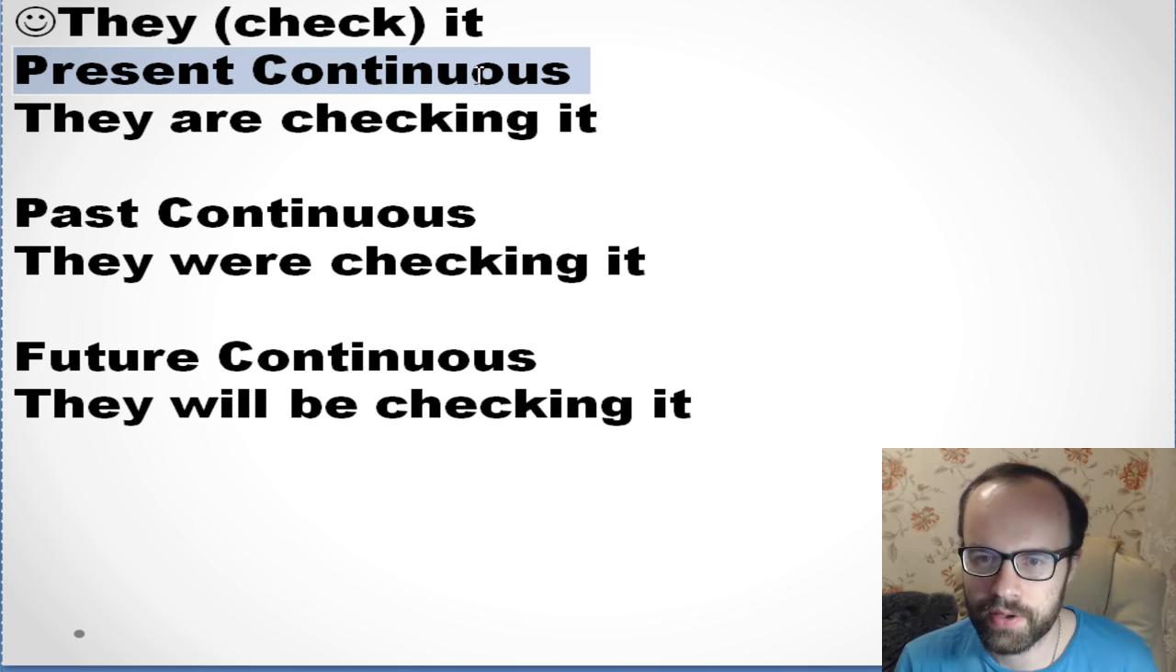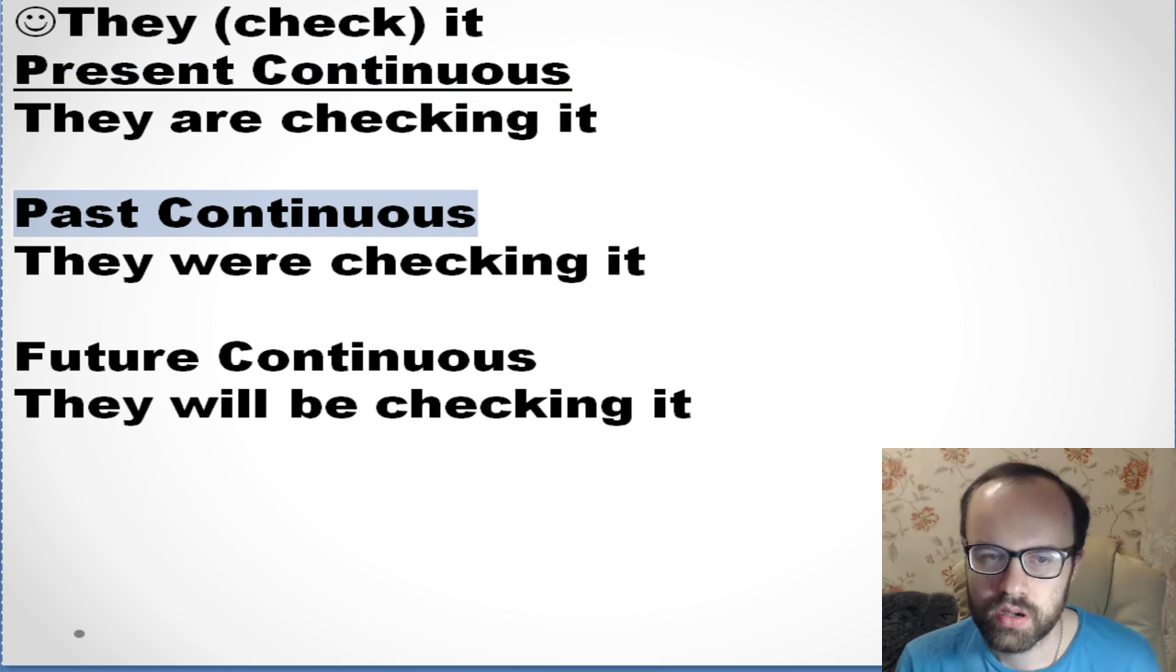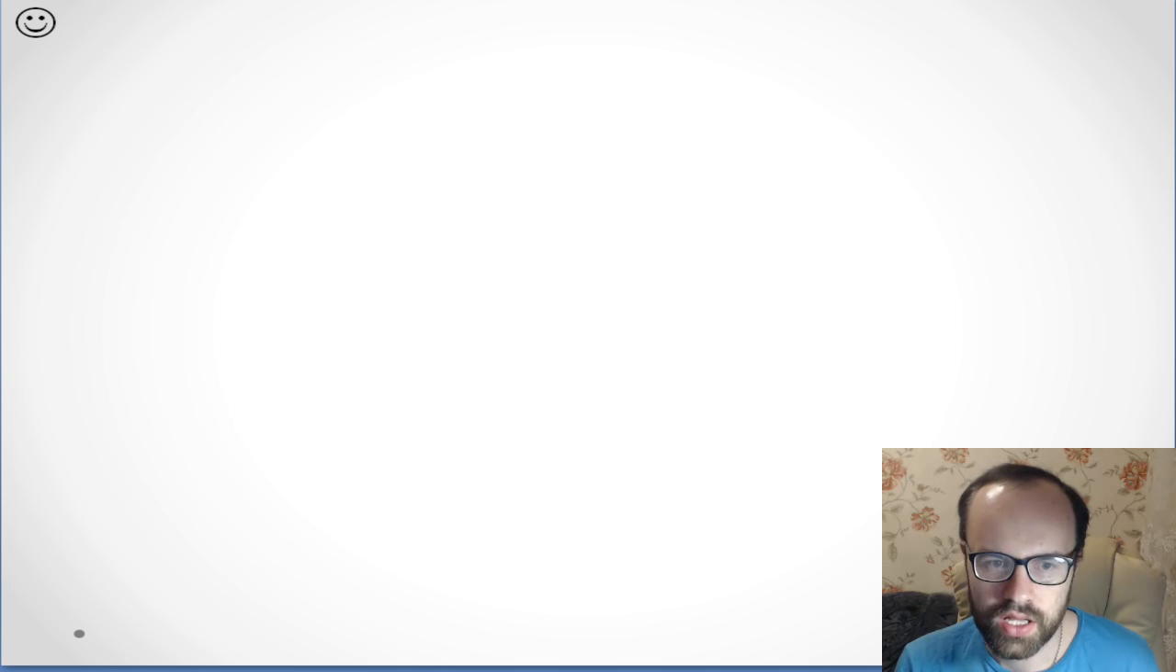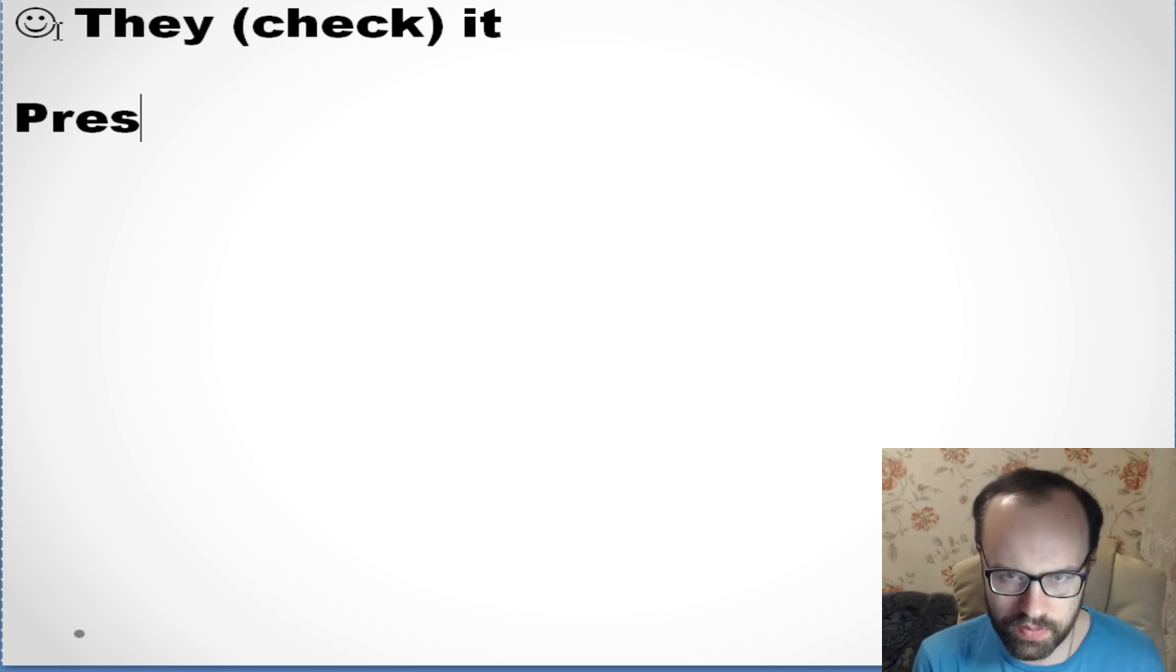Okay, well done, my friends. Congratulations. So, present continuous: they are checking it. Past continuous: they were checking it. And future continuous: they will be checking it. Okay, let's talk about the next group of tenses. I mean the perfect tenses.